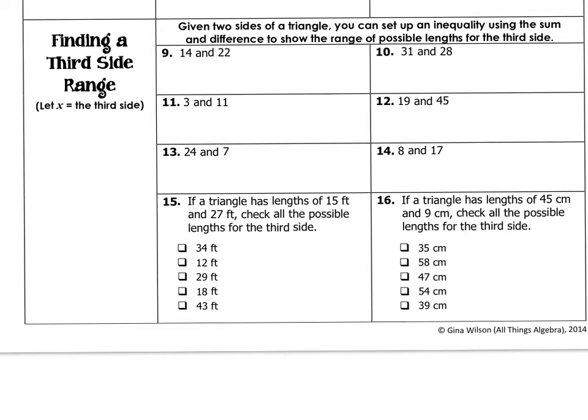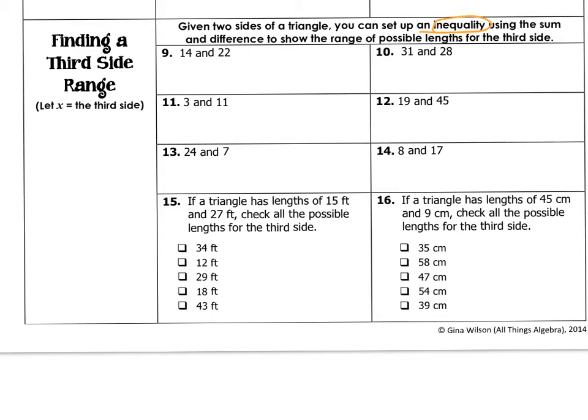Okay, so pause the video and finish the rest of it in this category before we move on to the next one. The next way that you can be asked a question is, we can ask you to find the third side if I give you the length of 2 sides. So let's see, how do we do this? Given 2 sides of a triangle, you can set up an inequality using the sum and difference to show the range of possible lengths for the third side. So what do I mean by that?